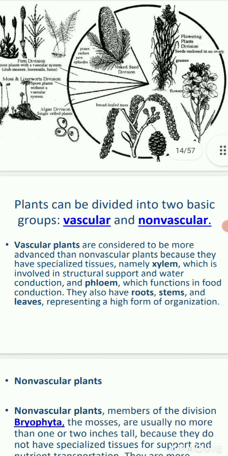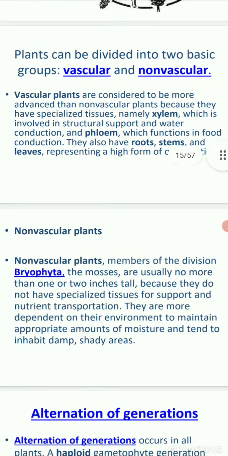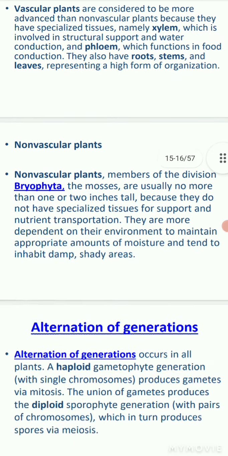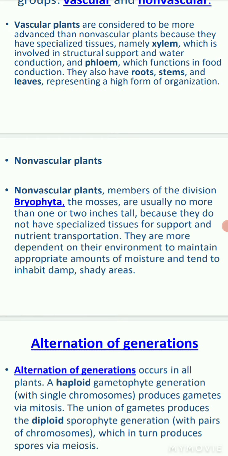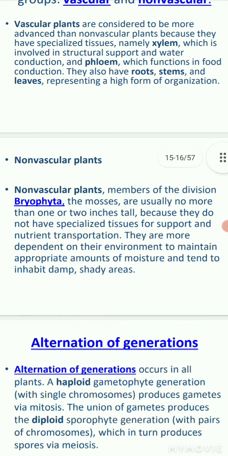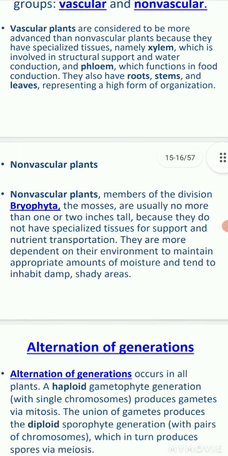Then we come to the non-vascular plants. Non-vascular plants are those members which belong to the division Bryophyta. Mosses are usually no more than 1 to 2 inches tall because they do not have specialized tissue for support and nutrient transport. They are more dependent on their environment to maintain appropriate amounts of moisture and tend to inhabit damp, shady areas. So this is all about plants.